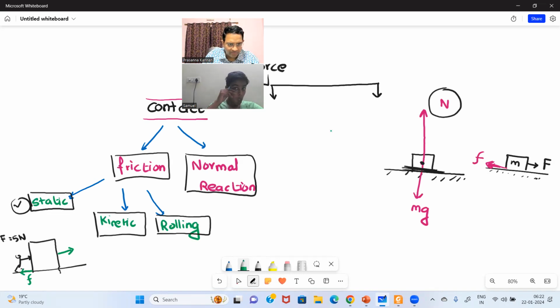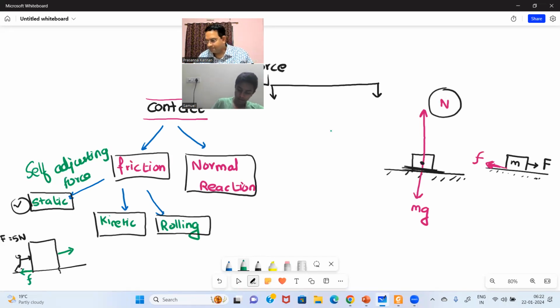So what is static friction called? Self-adjusting friction. So static friction is called self-adjusting force. Why do you call this? Because you applied 1 Newton, it also gave you 1 Newton, but in the opposite direction. Just stick to the point here. You applied 1 Newton, it gave you back 1 Newton. When I say back, it means minus.